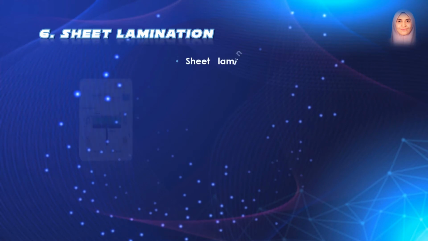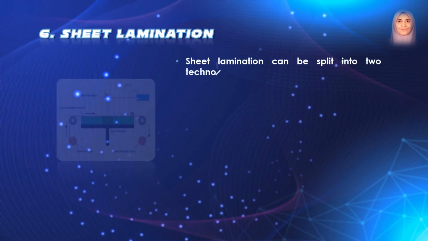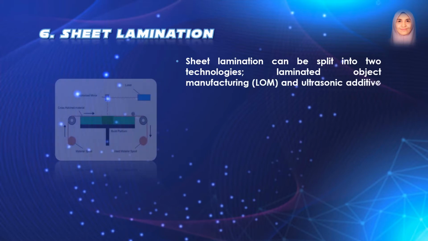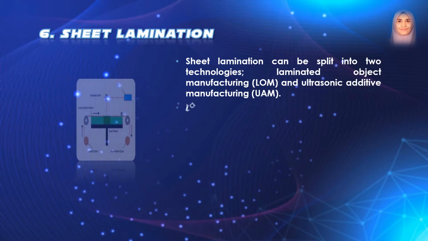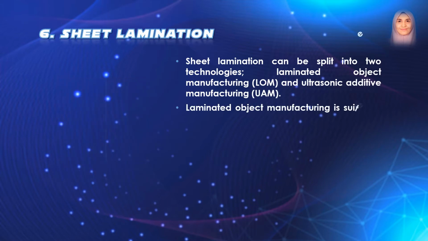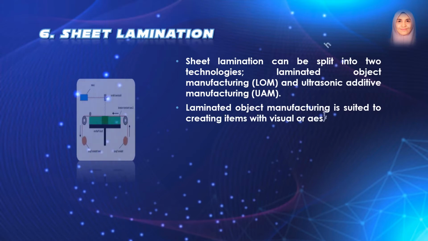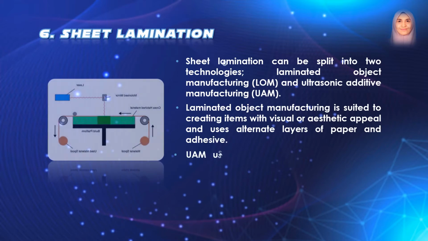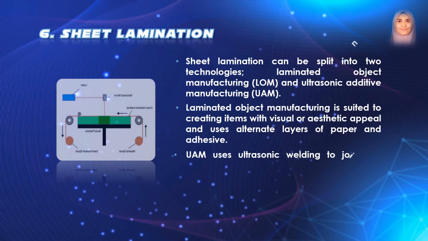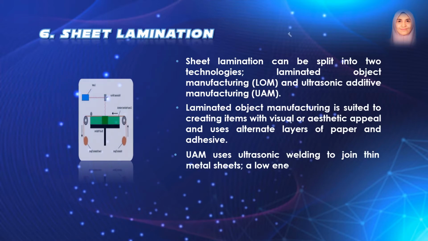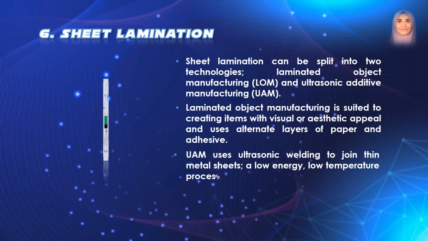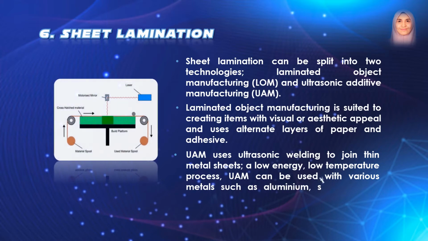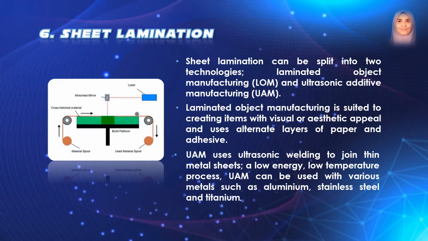Sheet lamination can be split into two technologies, which are laminated object manufacturing (LOM) and ultrasonic additive manufacturing. Laminated object manufacturing is suited to creating items with visual or aesthetic appeal and uses alternate layers of paper and adhesive, whereas ultrasonic additive manufacturing uses ultrasonic welding to join thin metal sheets, a low energy, low temperature process, and it can also be used with various metals such as aluminium, stainless steel, and titanium.